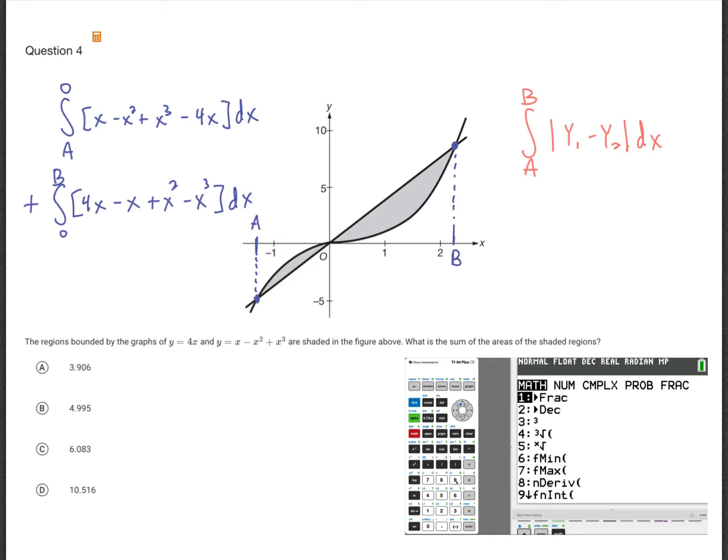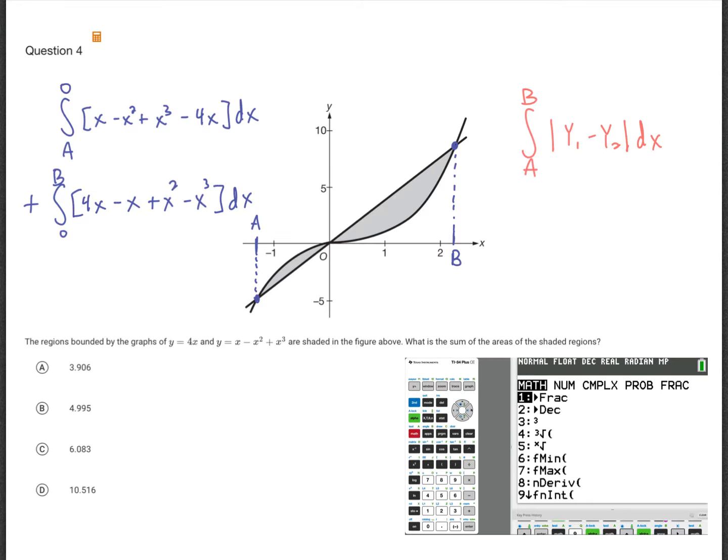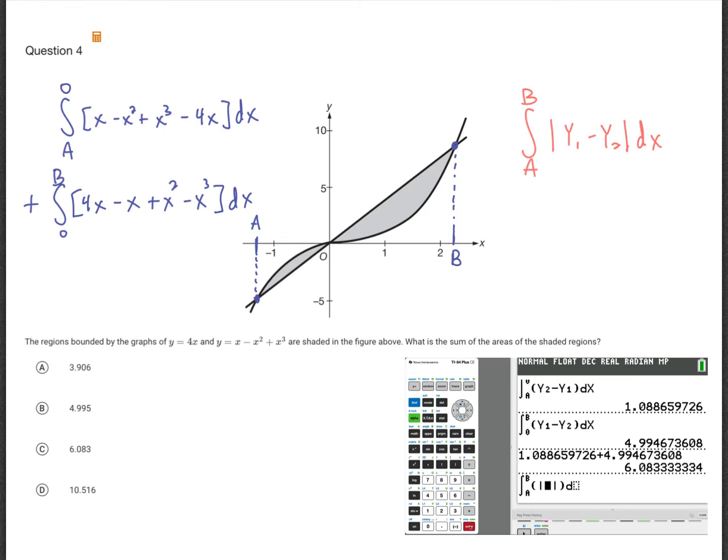So do math 9, and now we can just go from a to b using that same a and b. Okay, and then do math, and then go over to the num tab. You see the absolute value is the first thing. Hit enter, and then just type in. Doesn't matter the order. You can do y1 first, and then minus y2.